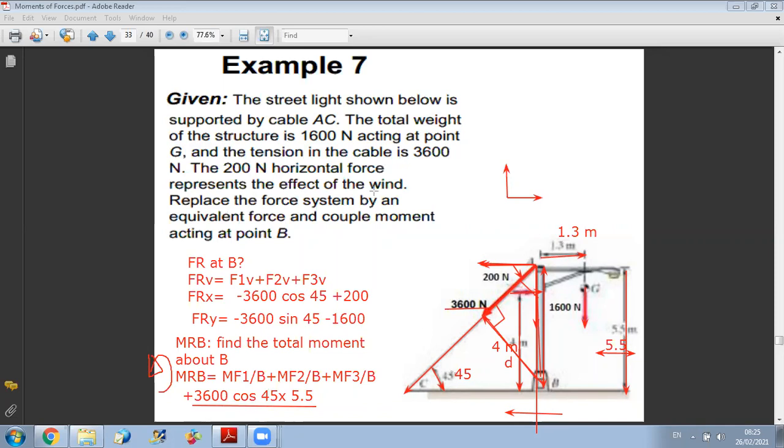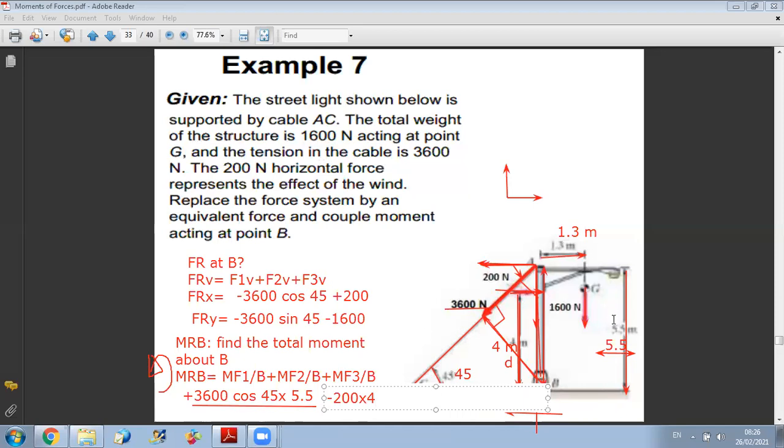Now, to continue with the other forces, we have the action of the wind. The action of the wind, which is equal to 200 Newton in magnitude, is at a perpendicular distance from B of 4 meters. And concerning the direction, it is turning like this about B, clockwise. So it's minus 200 times 4.